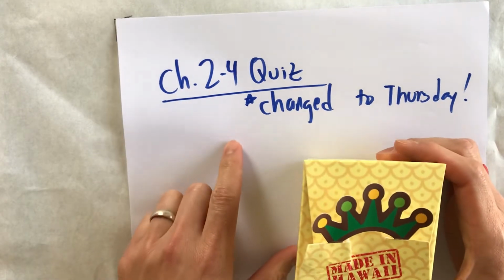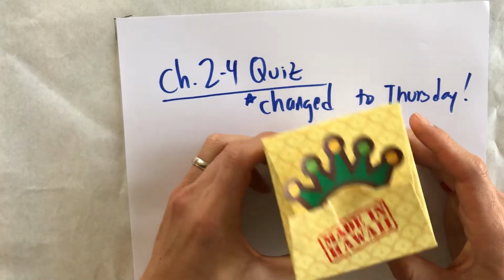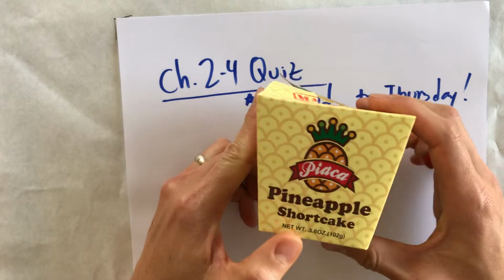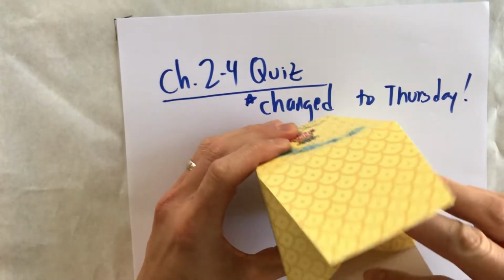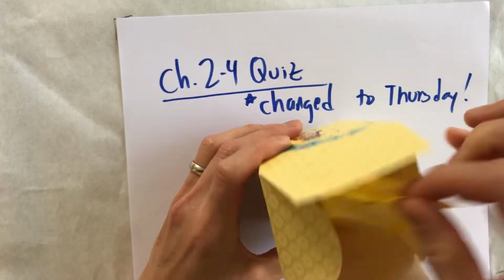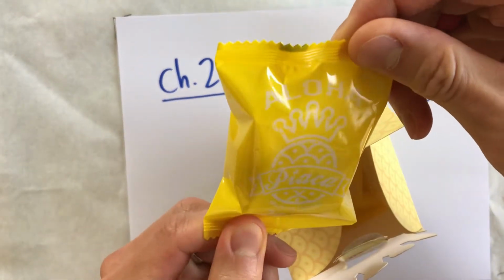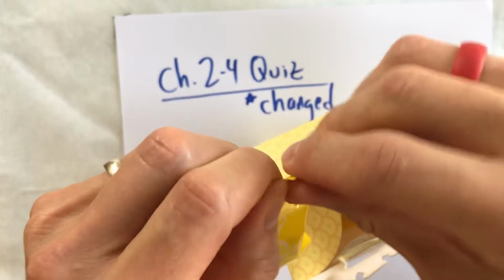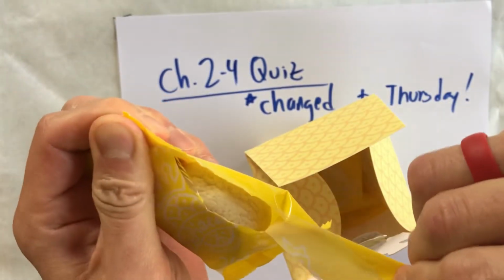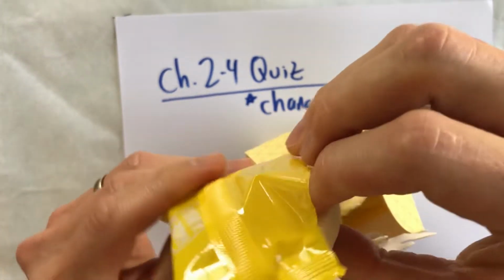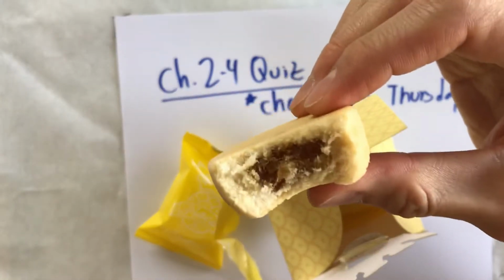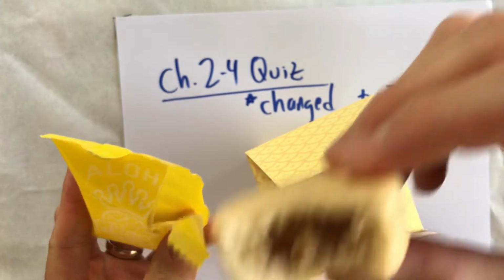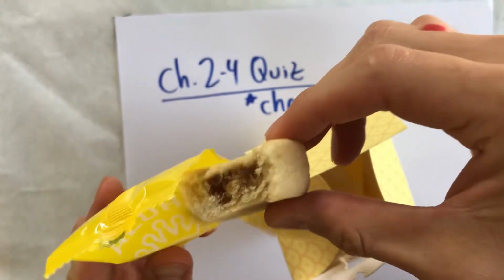Before we talk about our quiz, I just wanted to show you some of the latest cookies. This is from Hawaii. This is the pineapple shortcake. Oh my gosh, so delish. Okay, you want to eat one? I had one and it was amazing. Wow, look at this. Wish you were here, huh?